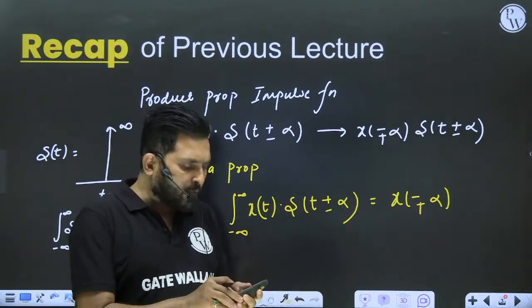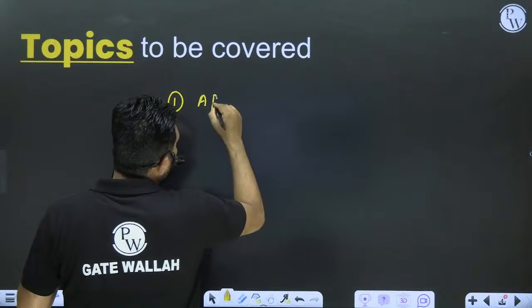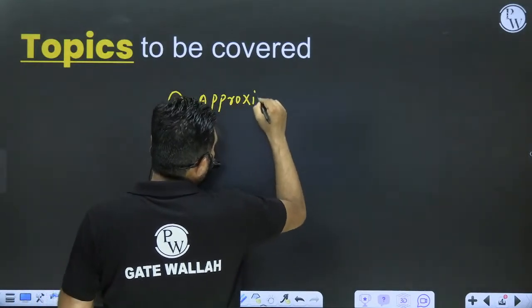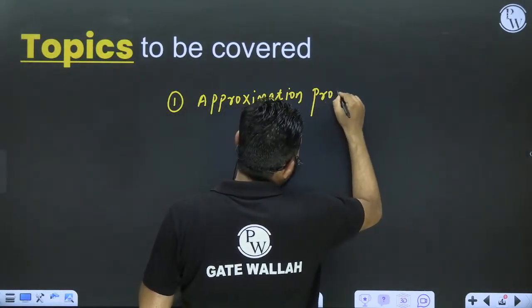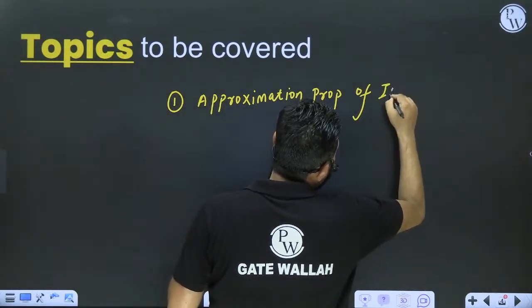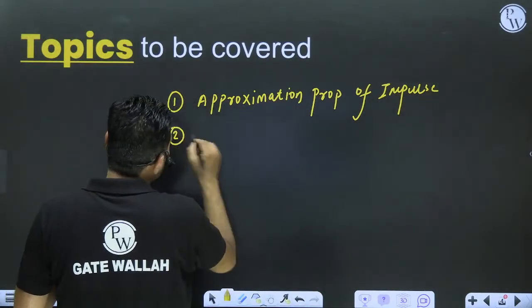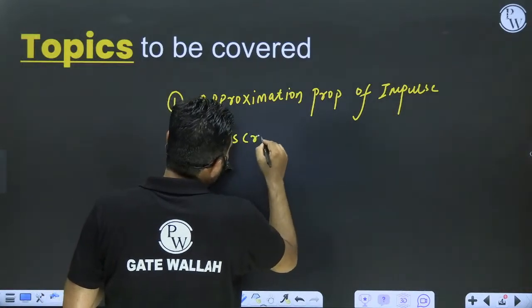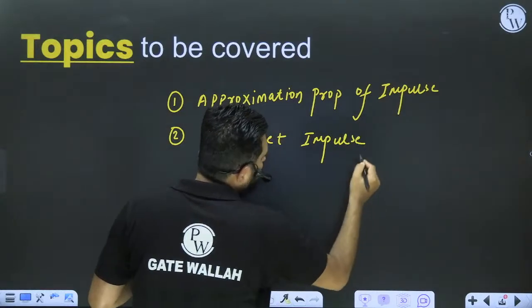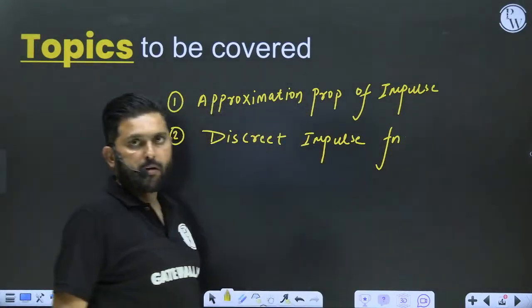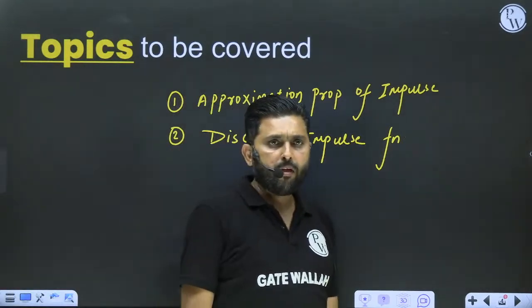Now in today's class, what we are going to cover first is the approximation property of impulse. First we cover this, and then we are going to start the discrete impulse function. So these are the two topics that we are going to cover in today's class. Okay, now let's start.